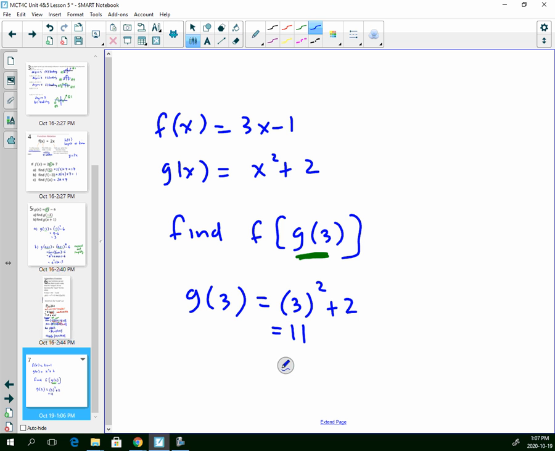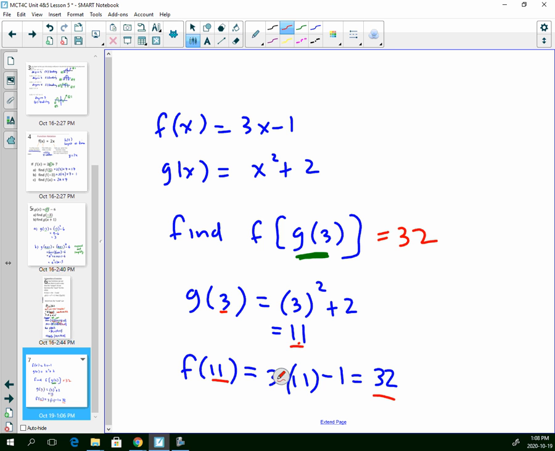So that output becomes the input for f, the outside function. And then I put in 11 into f of x is 32. So that's my final answer. So you see the linking point, starting with 3, ending with 11. The output becomes the input for f of x, and then final result is 32. So f of g of 3 equals 32. Final answer, starting with 3, ending in 32.